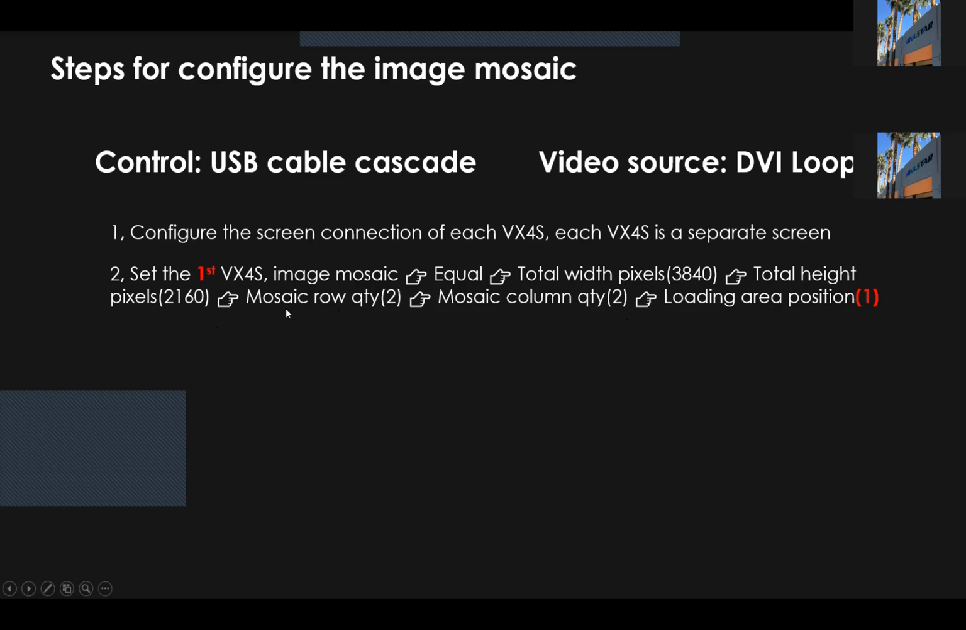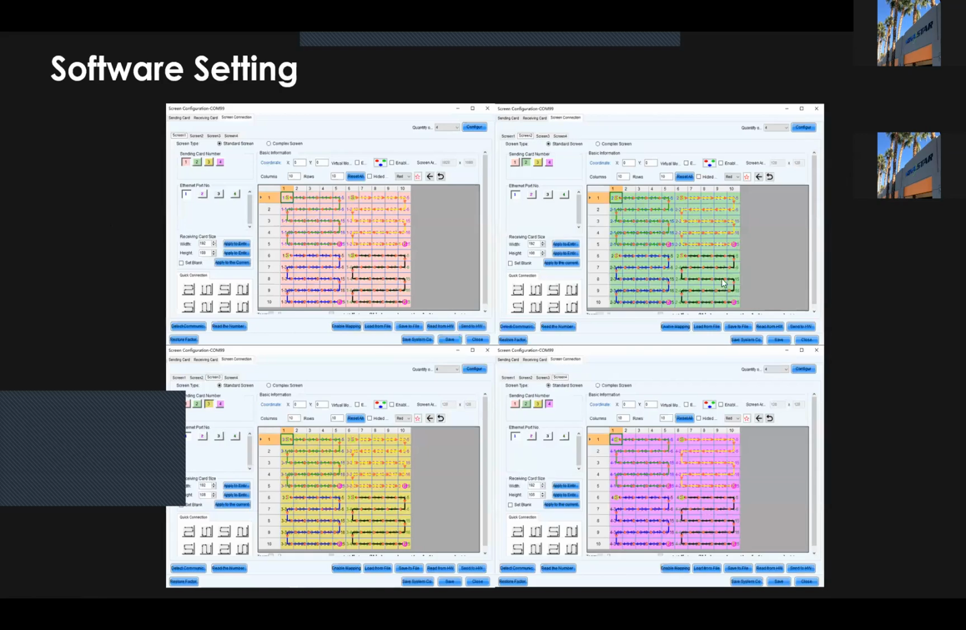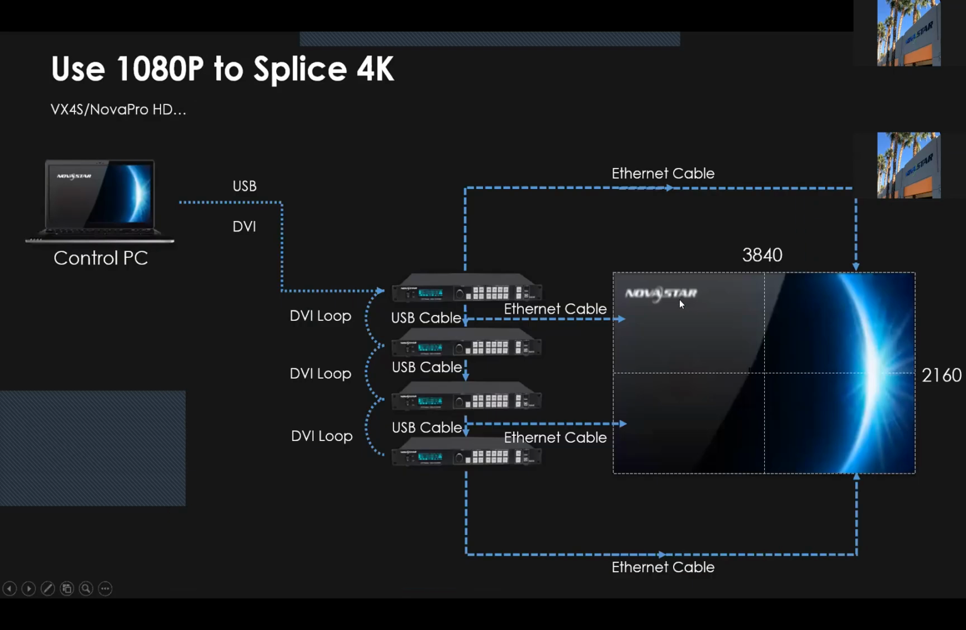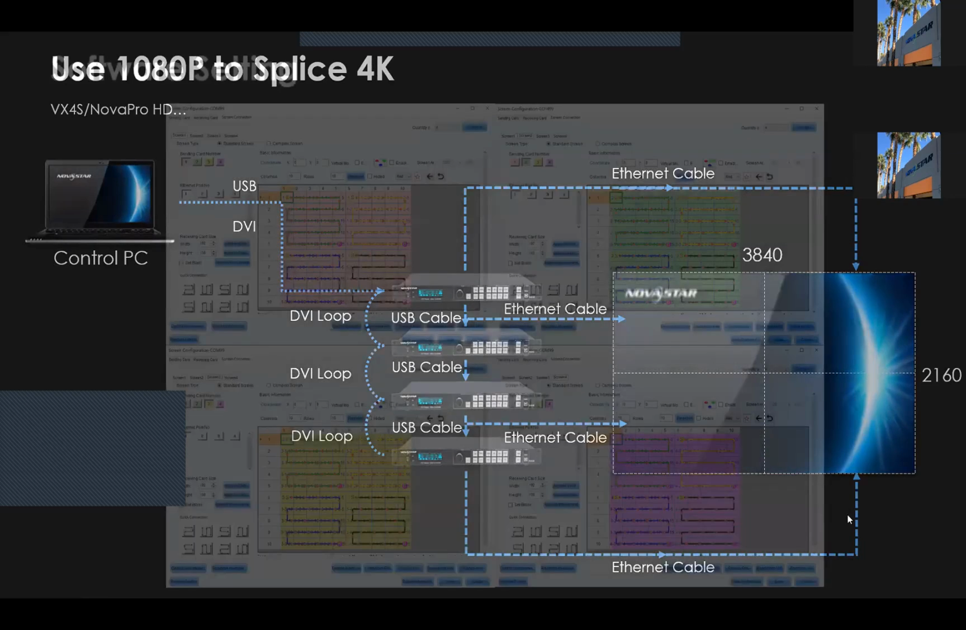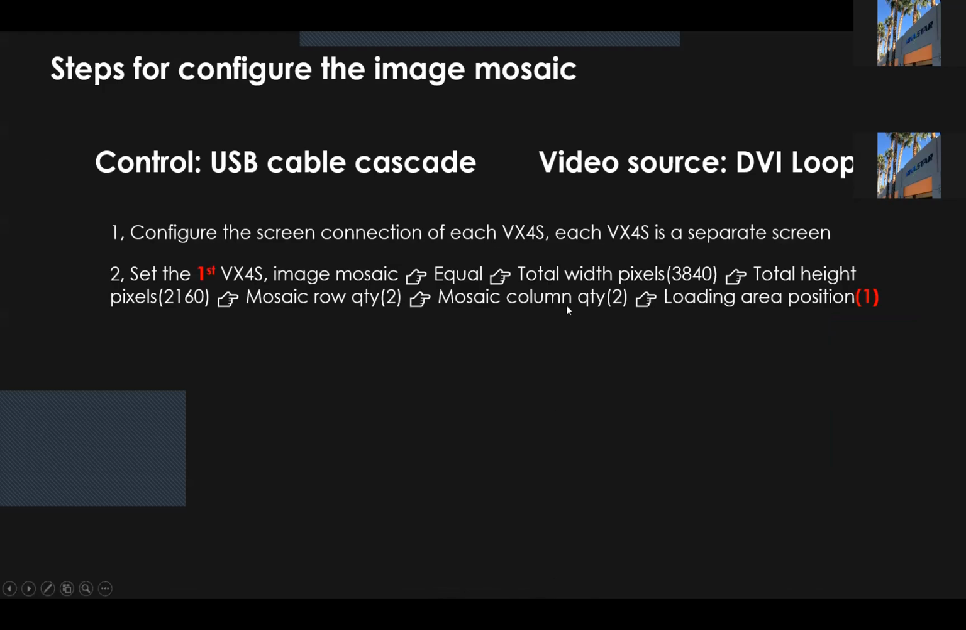Then set the mosaic row quantity and the mosaic column quantity. Let's say they are 2 and 2, because we made it with two rows and two columns, and that's the reason why the mosaic row quantity and mosaic column quantity are both 2. One more important thing is the loading area position. The first device will load the first part, the first area position.